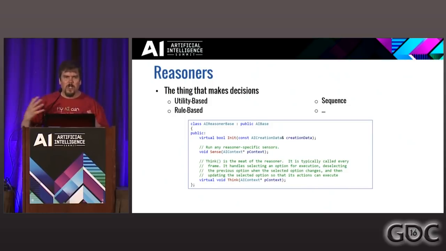And different reasoners make sense in different places, right? Even if I'm doing fighting AI in a shooting game, I might still have some sequences where I aim, fire, right? That's just a sequence. I don't need to make any decisions in there. So I'm going to stick in a sequence reasoner just to do that one little bit.